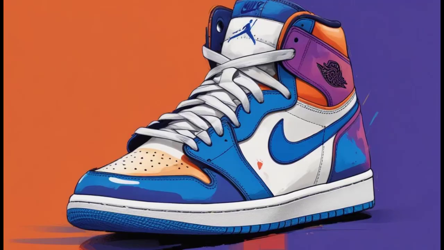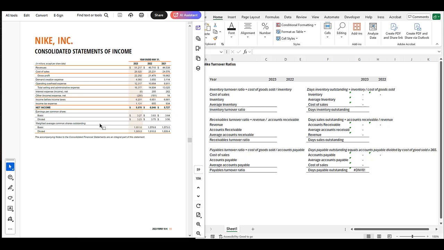Let's calculate these ratios for Nike. Here we have Nike's 10K for the 2023 financial year. The inventory turnover ratio will tell us how many times Nike turned over its inventory. To calculate the inventory turnover ratio, we need the cost of goods sold and the inventory.